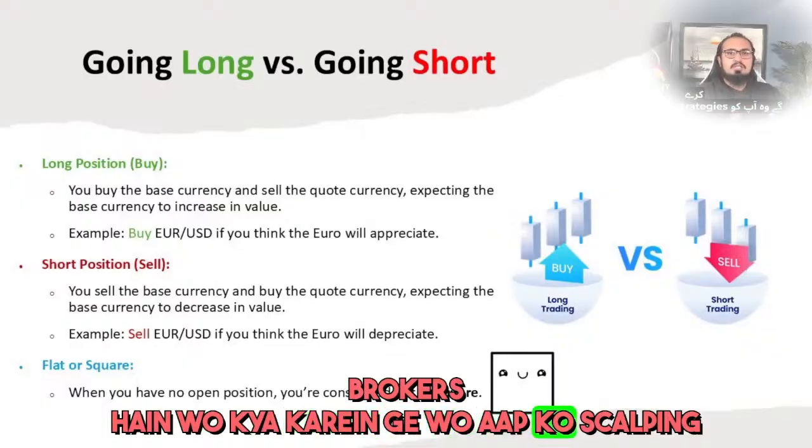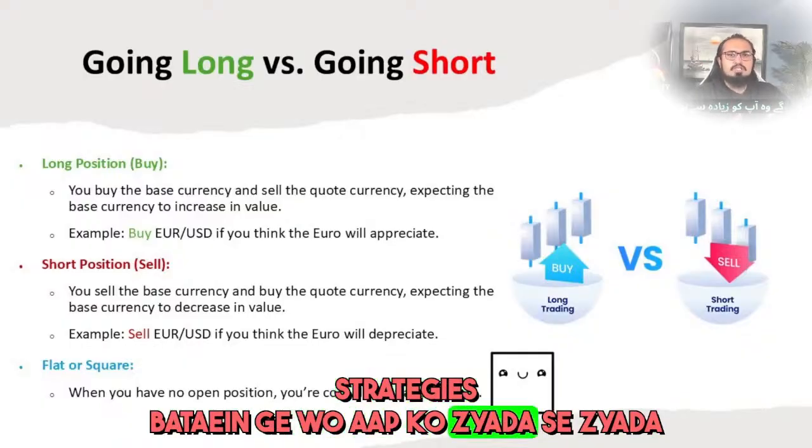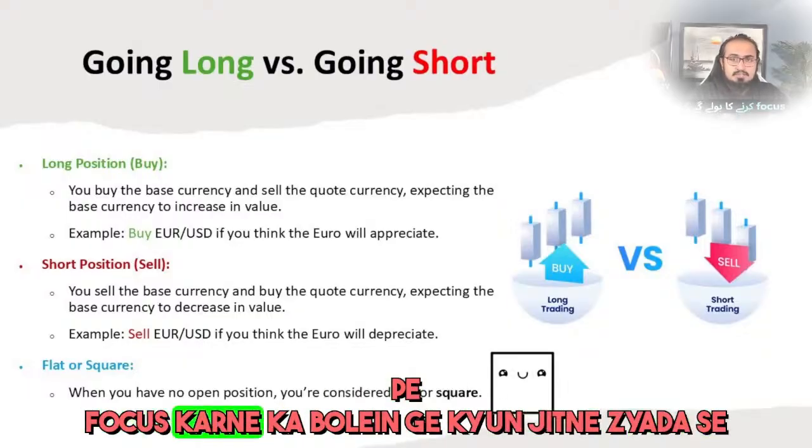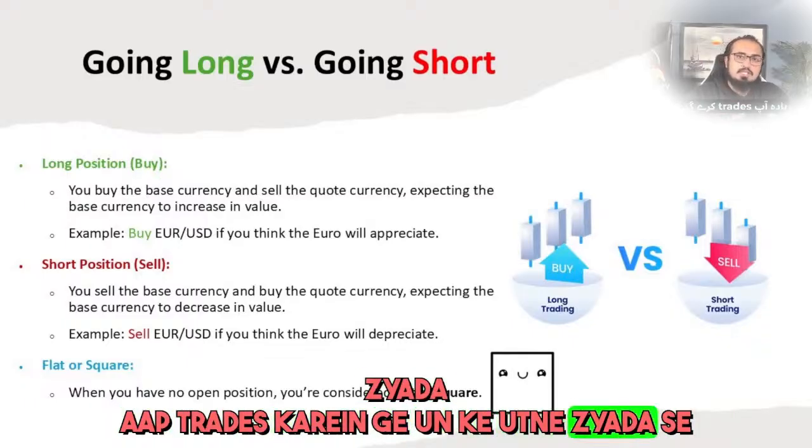Now, how to calculate the pip value? For example, the current price is 1.20. Now, how will we calculate the pip value? That's why I managed it properly.